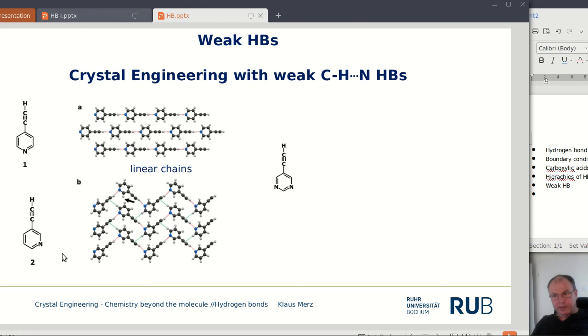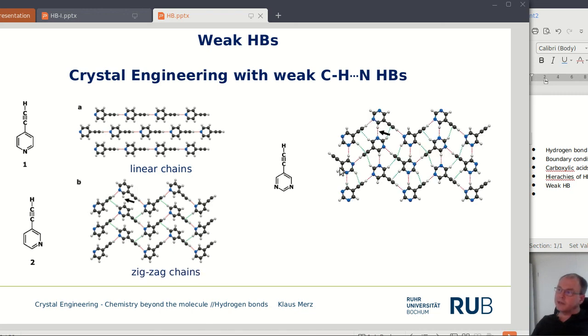If you look here, what we see is a zigzag chain, nitrogen, and here we have a hydrogen of the acetylene group. And in this case, we have a zigzag chain once again, and additionally, to the second nitrogen, the formation of a weak hydrogen bond. Yes? So once again, you have only weak hydrogen bonds, but you see very nicely how weak hydrogen bonds dominate, are responsible for the crystal structure.